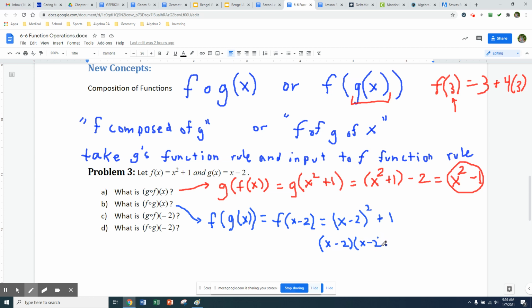So we're going to continue working with functions. Yesterday we looked at adding, subtracting, multiplying, dividing. Today our goal is to complete compositions of functions where we take one function rule and apply it into another function rule. And then we'll also look at these function rules when we input a number into their functions.